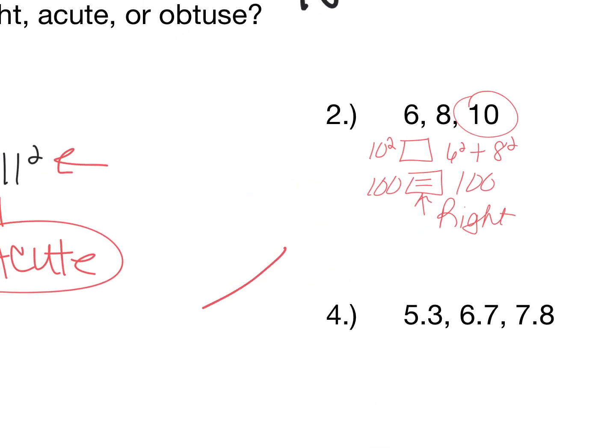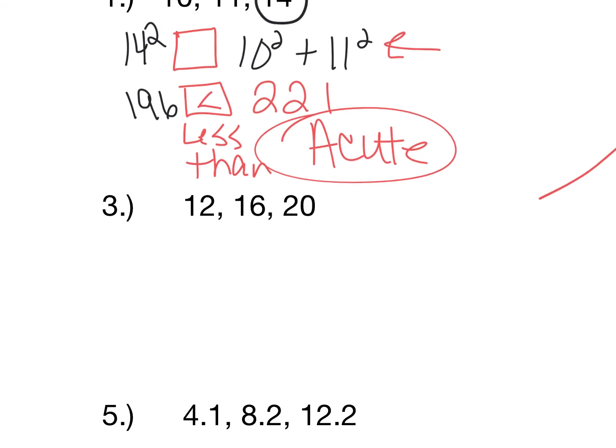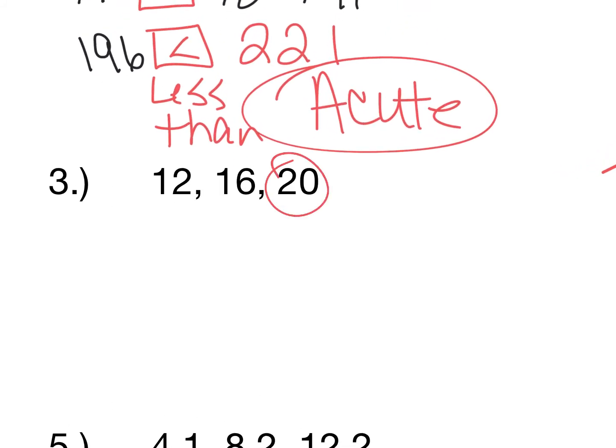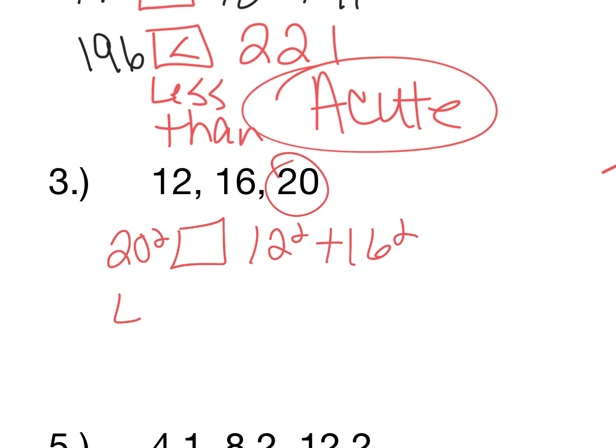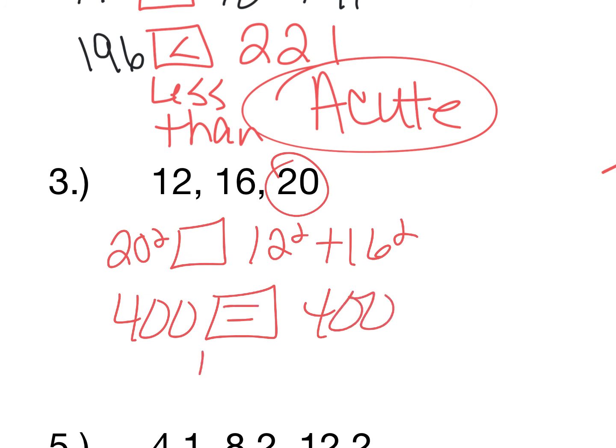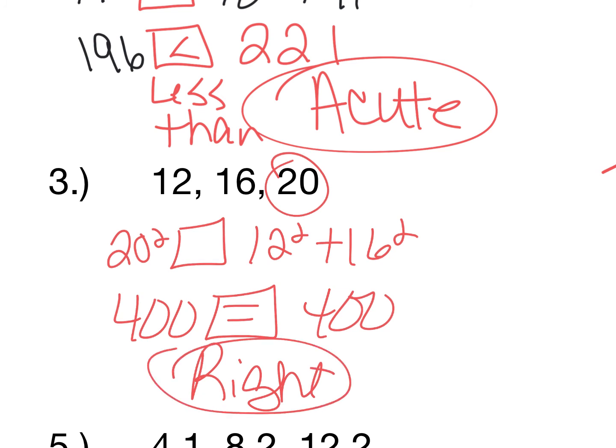Okay, let's look at a couple more real quick. 12, 16, 20. Longest side, so I'm going to go 20 squared. Don't know what's in the box. 12 squared plus 16 squared. 20 squared is 400. In the box, 12 squared plus 16 squared is 400. That's equal again, which tells me that it's a right triangle.